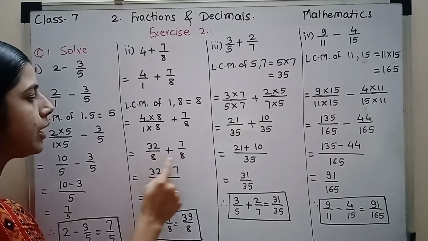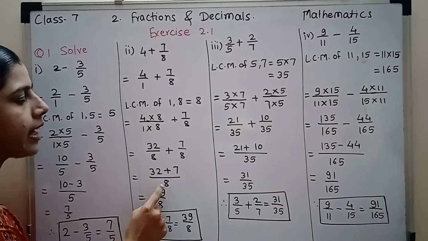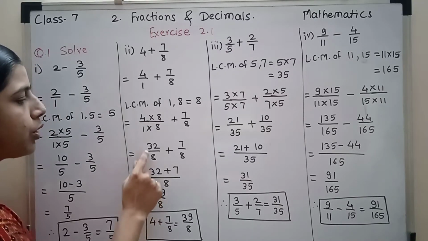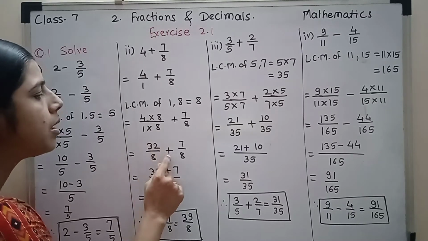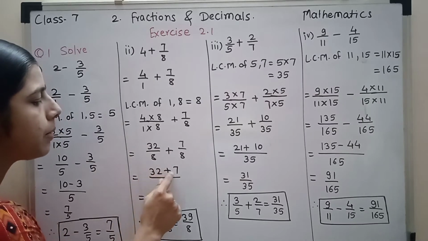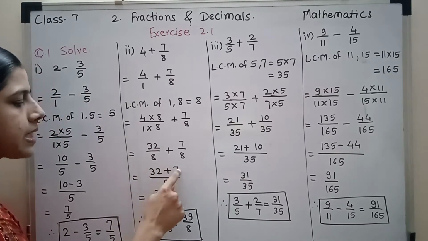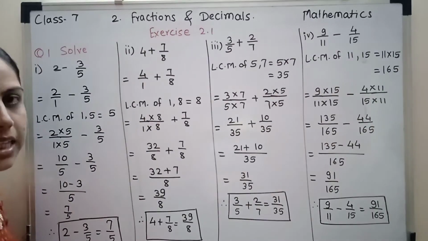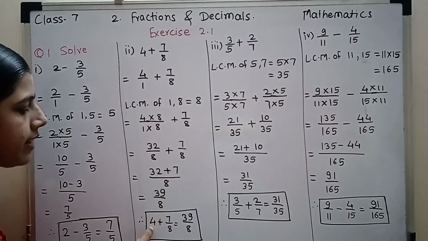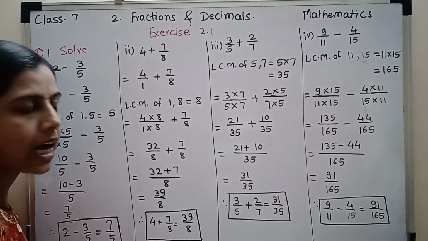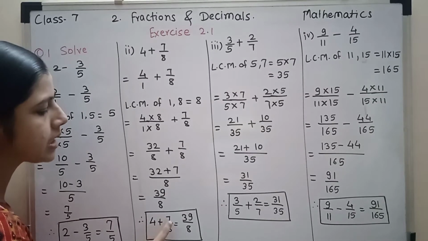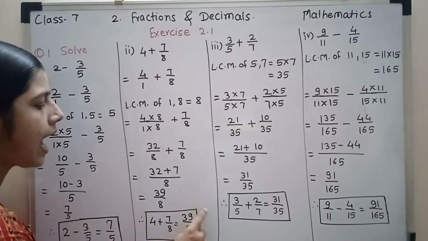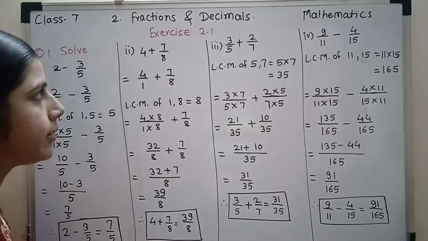So we now have the common denominator 8, so we write it in the denominator. In the numerator, what do we have? 32 plus 7. The addition of 32 plus 7 is 39 divided by 8. And therefore this is our answer. Whenever you get the final answer, always write your question equal to your answer. So 4 plus 7 upon 8 equals 39 divided by 8. And obviously highlight your answer. Make a habit of it.